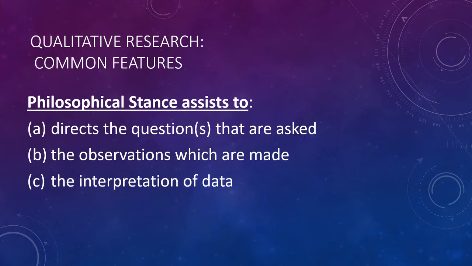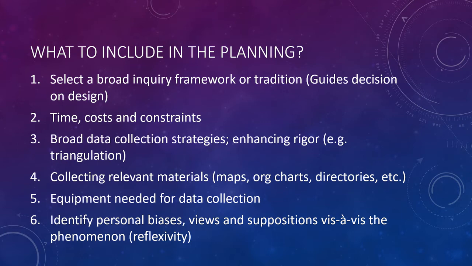What do we include when we plan for a qualitative research project? The first thing we need to do is to select a broad inquiry framework or tradition, because this will guide your decision about what to do next, how you would do your data collection, how you would frame your questions, and how you would analyze your data. For example, you have decided to do phenomenology, so you have to understand what is phenomenology, and what kind of phenomenological approach you want. Is it more descriptive, hermeneutic, interpretive? And this will guide you throughout your study.